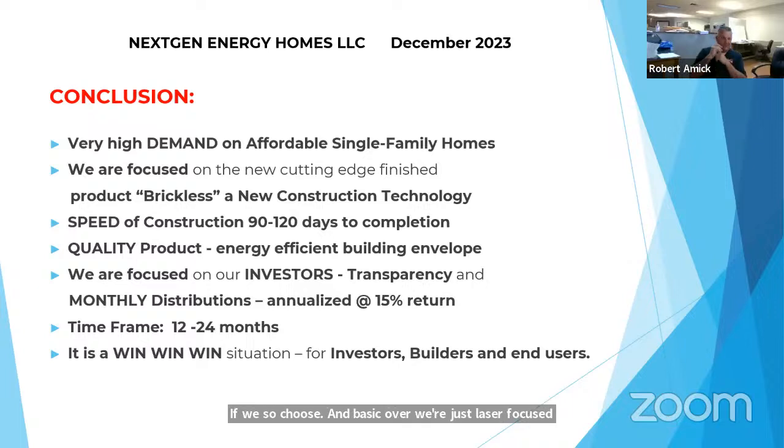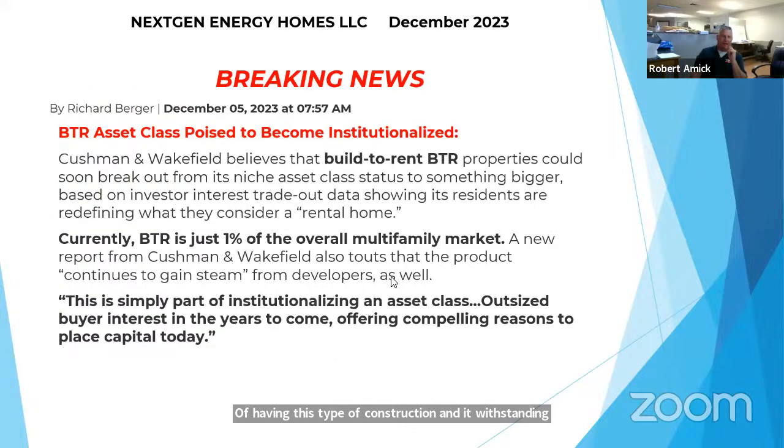The speed of construction with 90 to 120 days to completion, coupled with our ability there for the quality of the product. Somebody hit the wrong slide back.